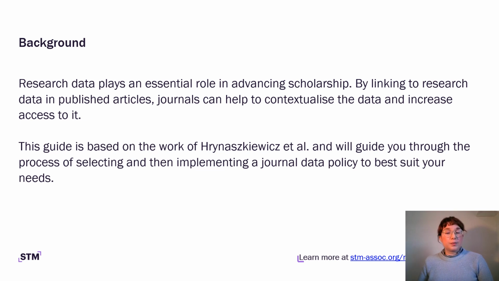The resources provided by the STM Association will help to guide you through the process of selecting and implementing a journal policy, which will best suit the needs of your journal, editorial team, and authors. This process will take into account the journal's disciplinary focus and the resources available to monitor compliance after the policy has been implemented. There is a document accompanying this video which goes into more detail on selecting and implementing a journal data policy, which can be found online at the STM Association's Research Data Programme website.